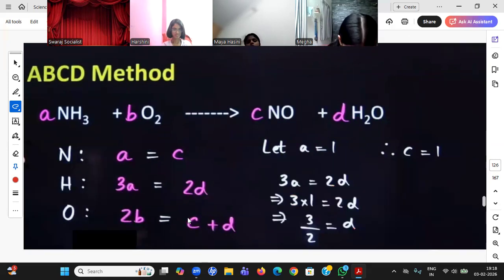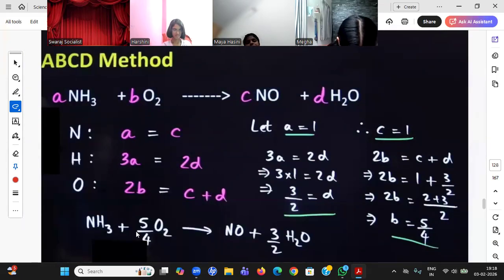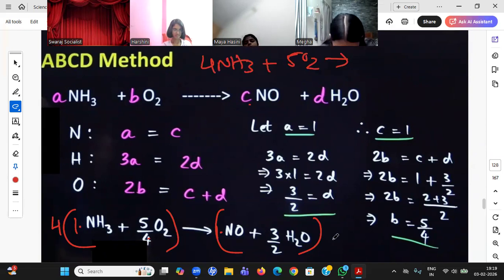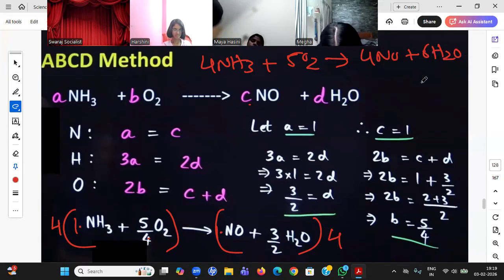You should just write something like this, okay? In place of A 1, in place of B 5 by 4, in place of C 1, in place of D 3 by 2. Yes, Narendran. Now I want to remove this fraction. What should I multiply on left side and right side? I should multiply the same number, 4, so that this fraction will get cancelled. So your equation will be 4NH3 plus 5O2 will give you 4NO plus 6H2O. This is the final equation.